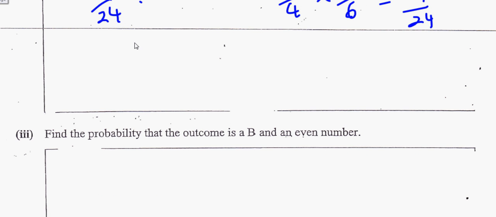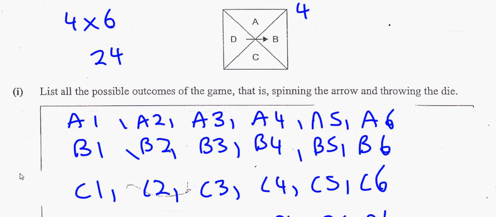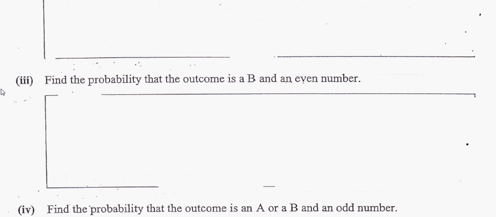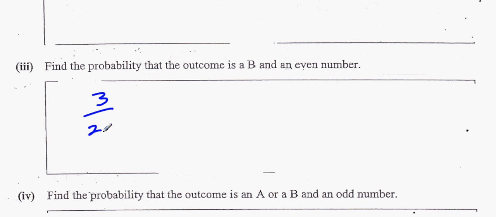Okay, so what you can do is you can go back. B and the even number would be 1, 2, 3. 3 out of 24. Okay, so that's 3 outcomes out of 24. So it's going to be 3 out of 24, which equals 1/8.